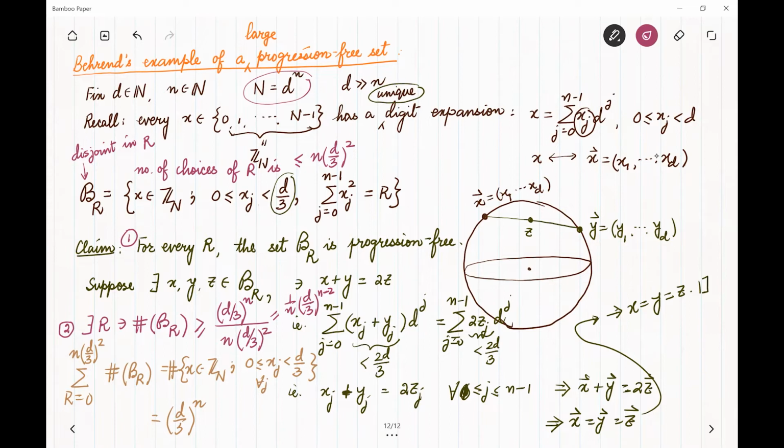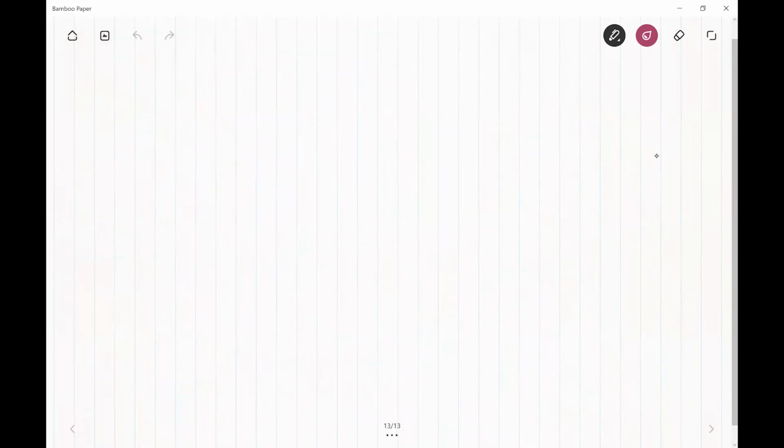There's another question. Yeah, there is another question in the chat. How exactly was pigeonhole used? Oh, how exactly was pigeonhole used? So let's see. I'm going to get myself a fresh page so that you can see.